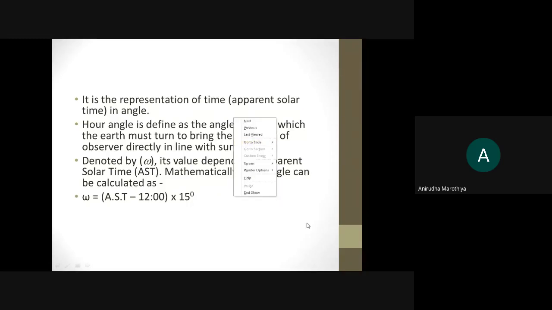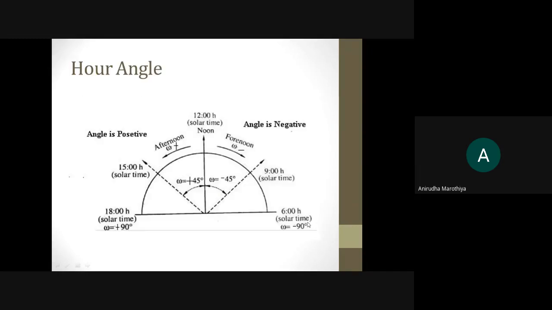That is the reason if you see our previous diagram, if you put apparent solar time as 6, 6 minus 12 is minus 6 multiplied by 15, you will get omega as minus 90 degree. In the same way, for morning 9 a.m., we put apparent solar time as 9. So 9 minus 12 is minus 3 multiplied by 15. You will get omega as minus 45 degree. समझ में आ रहा है मैं क्या बोल रहा हूँ?